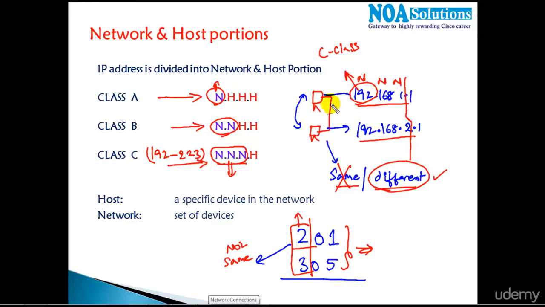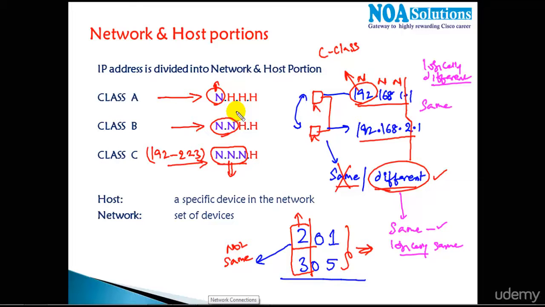Now in my scenario, even though I can say these two belong to, they might be physically in the same location, but they are logically not the same. They are logically different because they do not have the same network portion. So in order to have communication, they should be physically in the same location, and LAN wise they should be in the same LAN, and also they should be logically in the same networks. So they will become logically the same if they have the same network portions. So that's how we need to identify.